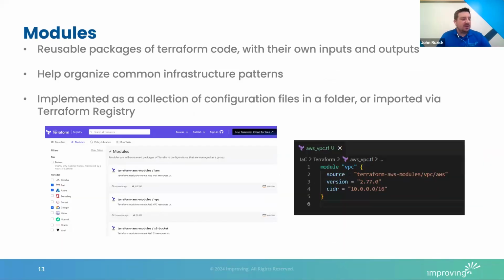And then there's the concept I mentioned earlier about the community modules, and also partner-provided modules and HashiCorp-provided modules as well. These are reusable packages of Terraform code with their own inputs and outputs. They help organize common infrastructure patterns, and at their simplest level, they're implemented as a collection of configuration files in a folder. So if you've got your IaC directory with some Terraform files, and then you have a subdirectory with a set of Terraform files, that subdirectory is a module.